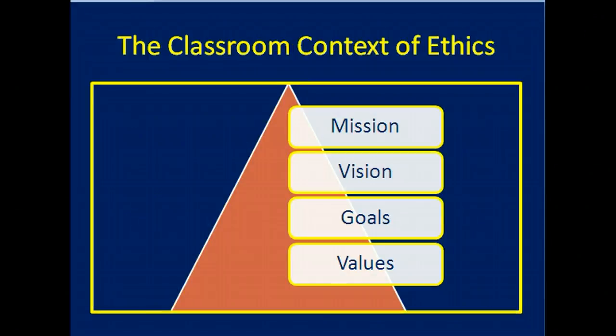Slide 54, entitled The Classroom Context of Ethics. A school community usually consists of a mission or purpose, a vision of what the school is going to become, goals or things to be accomplished, and values. Values are how we are going to behave towards each other. They relate to ways in which we conduct ourselves within the context of school. Values are also an important consideration in the classroom. The following slides briefly touch on mission, vision, goals, and values.